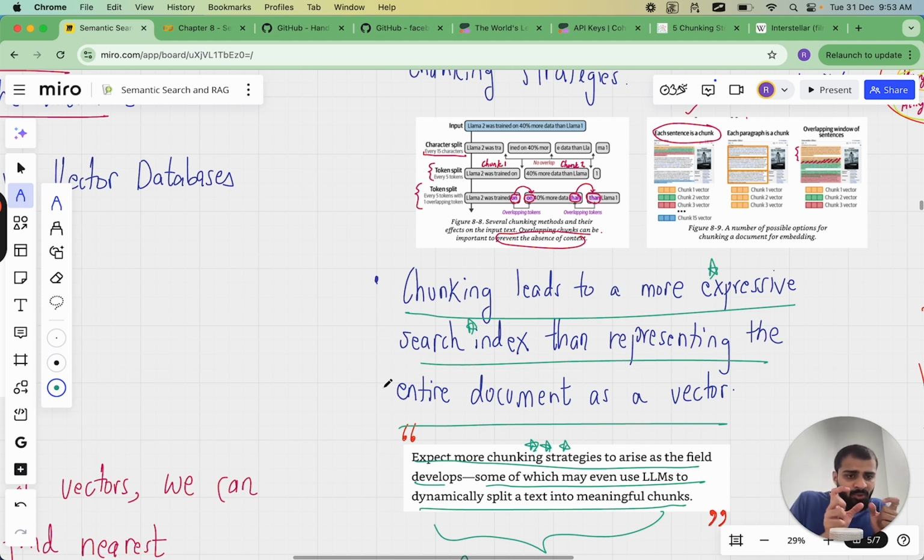And this question of what to embed is where the design choice of a machine learning engineer or a large language model engineer comes into the picture.